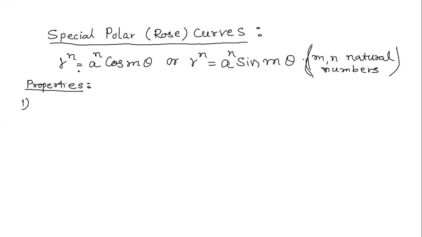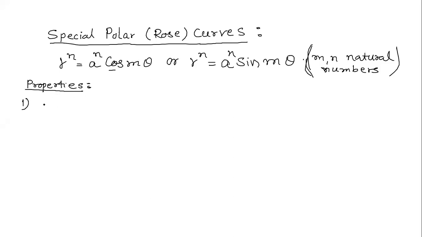So here we are seeing r to the power n equal to a to the power n cos of m theta. So the maximum value of cos of m theta will be equal to 1. So r to the power n is equal to a to the power n. That means the maximum value of r will be a. The maximum value of cos will be 1, that's why r to the power n equal to a to the power n, and the maximum value of r will be a.